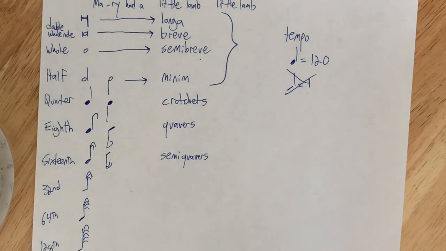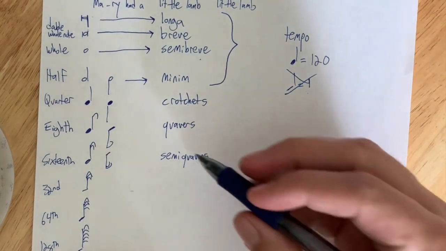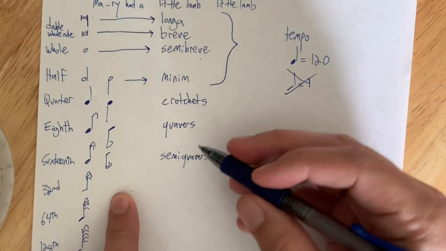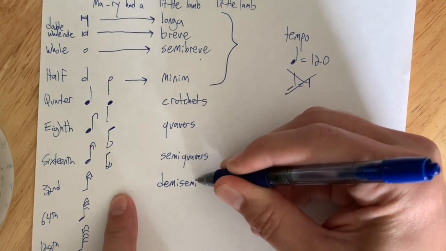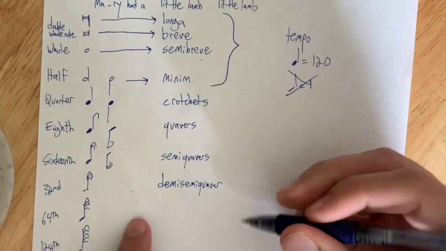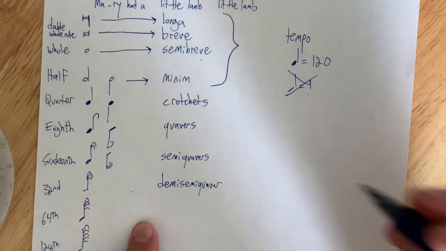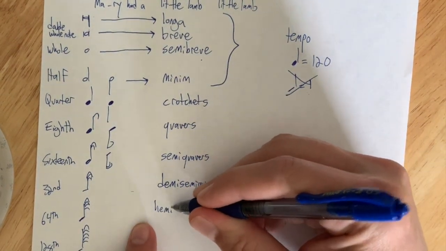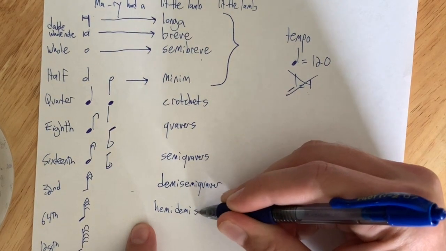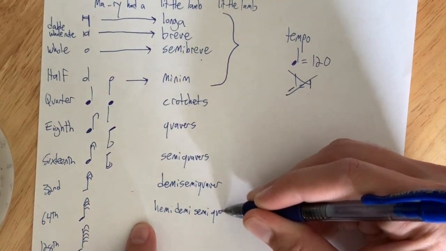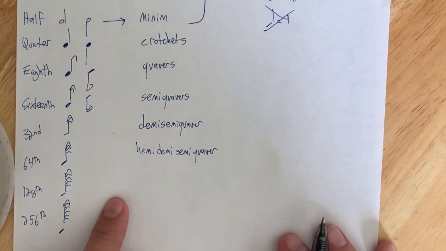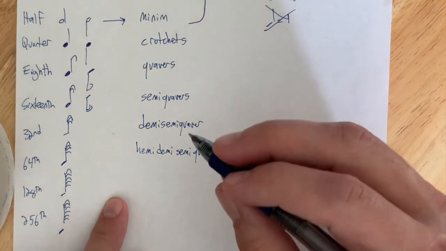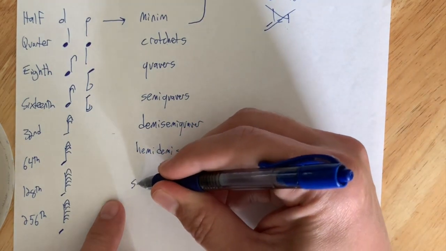And then things start to get really funny, and I don't have these memorized, I admit it. I'm reading off a screen here. A 32nd note is also called a demisemiquaver. A 64th note is also called a hemidemisemiquaver. Yeah, for real. A 128th note is called a semihemidemisemiquaver.